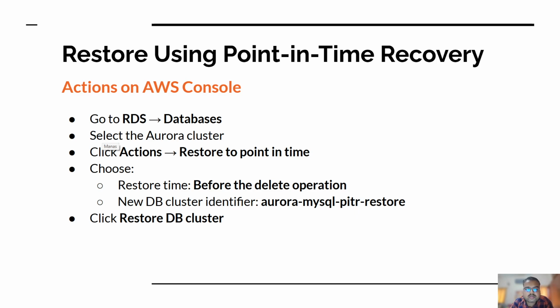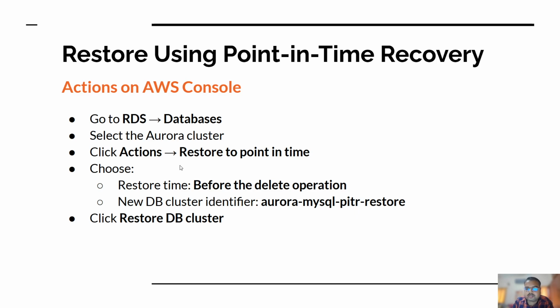So now the question here is how we can restore the data using point in time recovery. To recover the deleted data, we will now use point in time recovery from the RDS console. From the RDS console, we go to the Aurora cluster. Then on the actions, we go to restore to point in time. We select a particular timestamp before the delete operation, and we will create the new cluster with an identifier, and then the restoration would start.